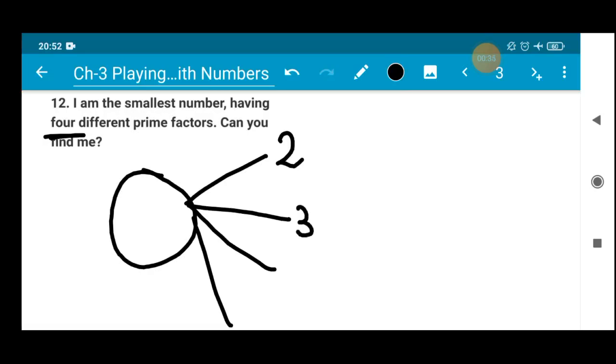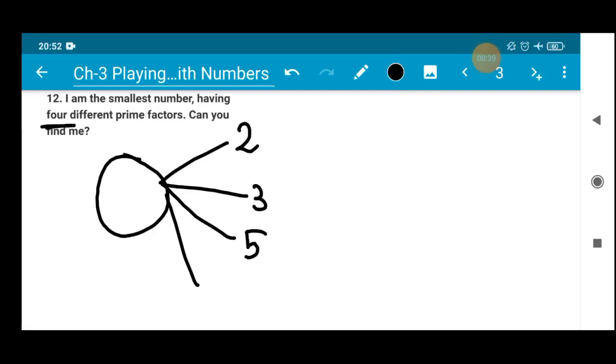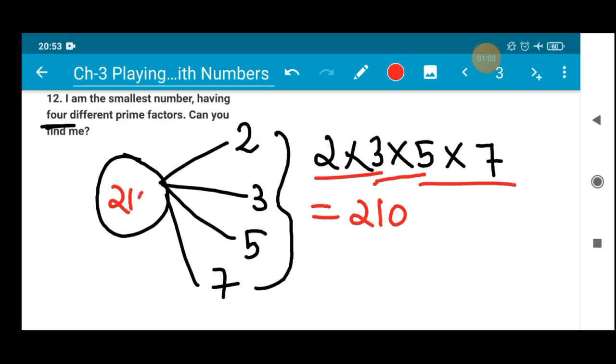So 4 prime numbers are there. So 2, after 2 what comes? 3 is the smallest prime number. Then comes 5, because 4 is not a prime number, it is a composite number. 6 is also composite, so it is 7, right? So if I multiply 2 into 3 into 5 into 7, what will be the number? 2 3s is 6, 6 5s are 30, 30 into 7 is 210. So our smallest number is 210.